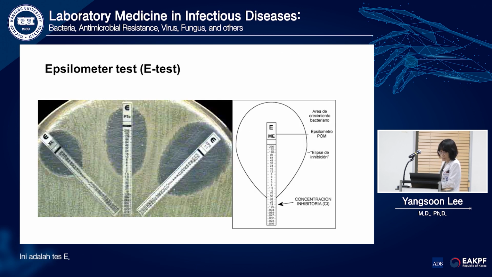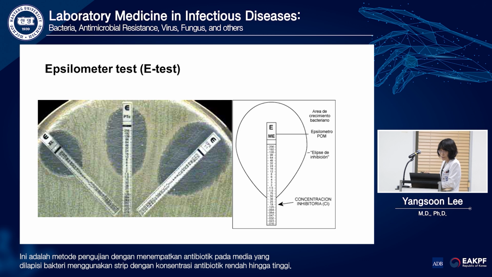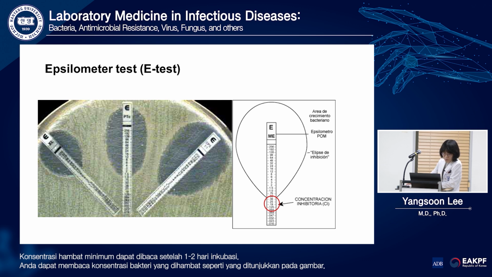This is the E-test. This is a method of testing by placing antibiotics on a bacteria-coated medium using strips with low to high concentration of antibiotics. Read the minimum inhibitory concentration after 1 to 2 days of incubation. You can read the concentration of bacteria inhibited as shown in the picture.